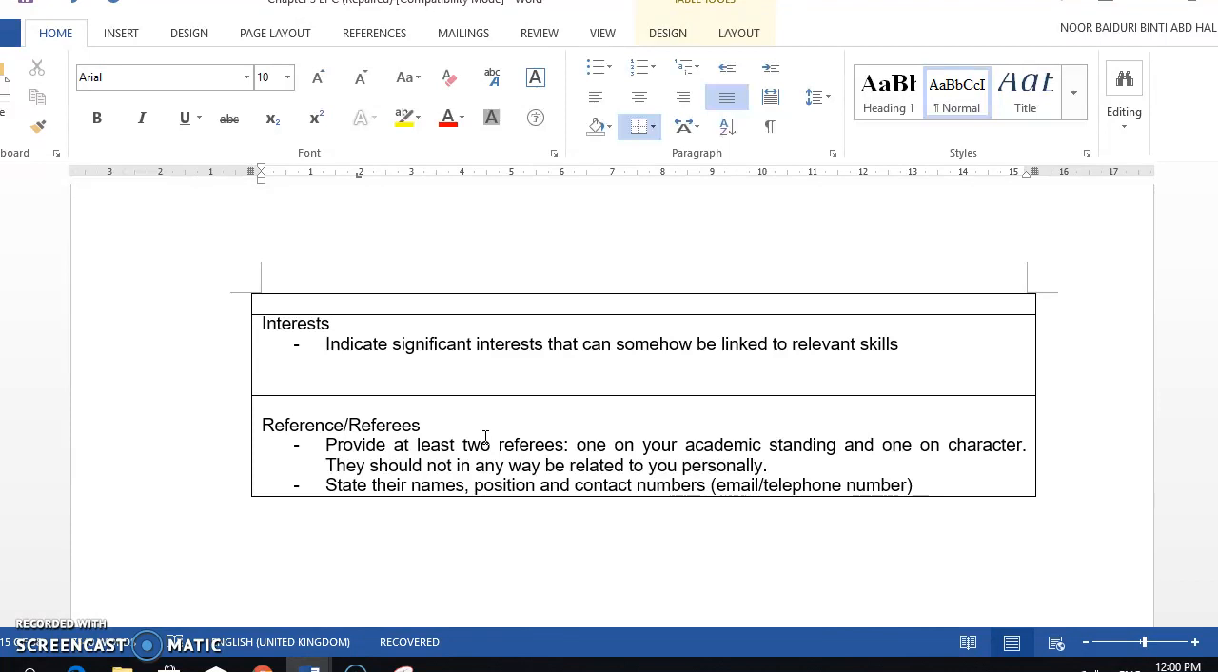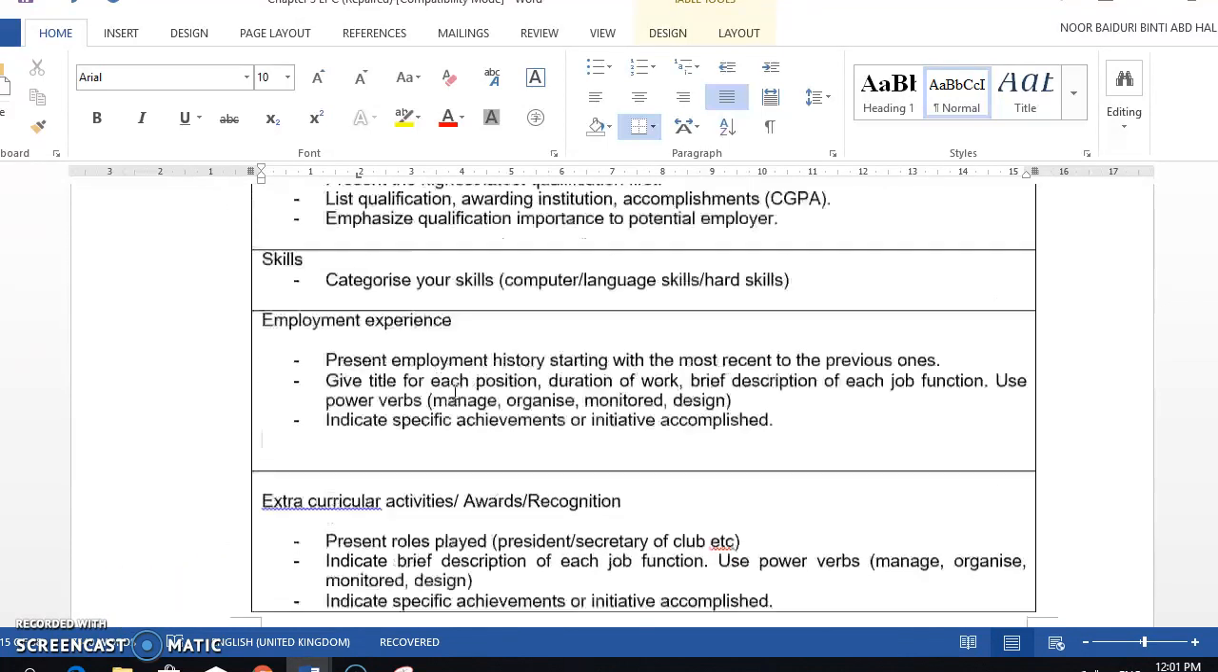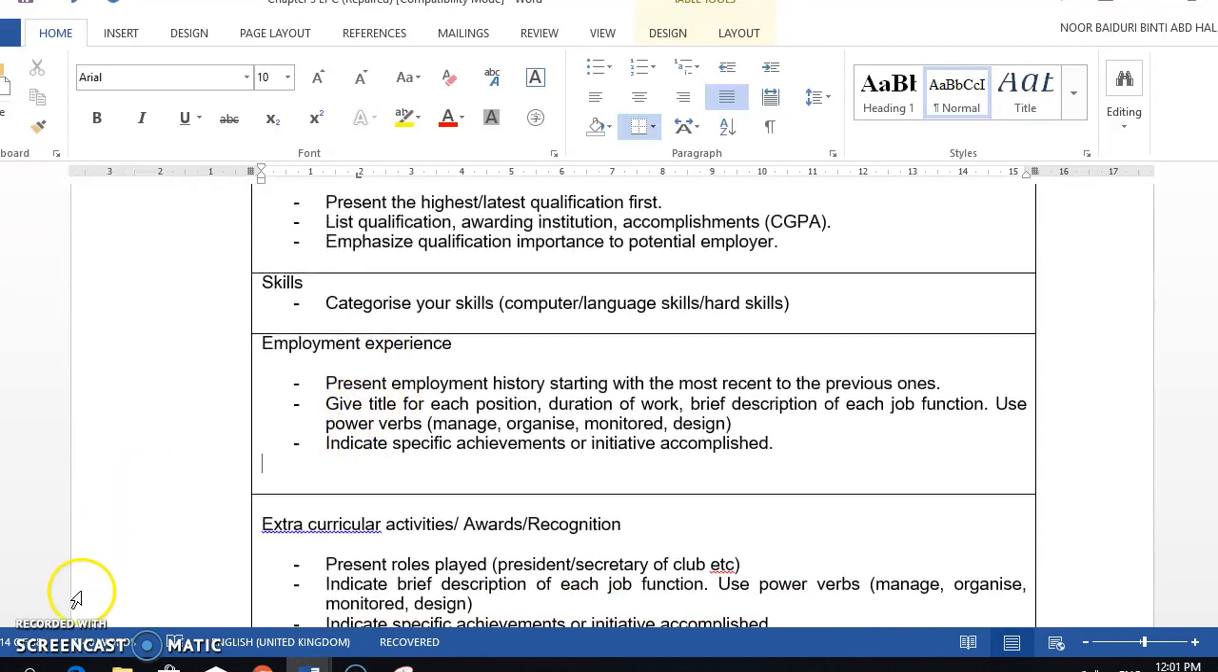workplace, right? So include their names, their position, whether they are the manager, your lecturer, your advisor, and also their contact numbers, either their email or telephone number. But I think telephone number would be more relevant because it would be easy for the potential employer to do a background check by making phone calls. Alright, so basically these are the components that you need to have in your resume.